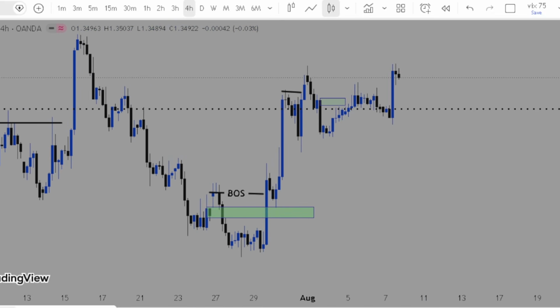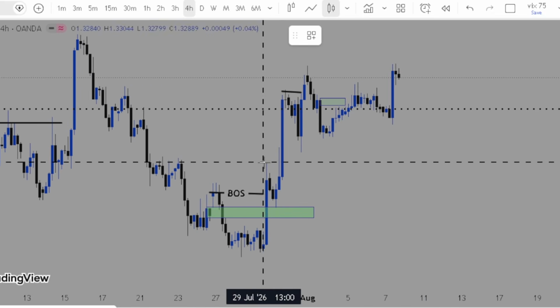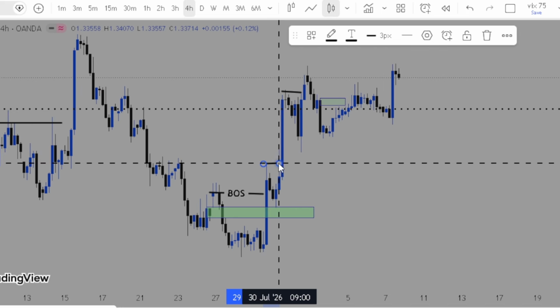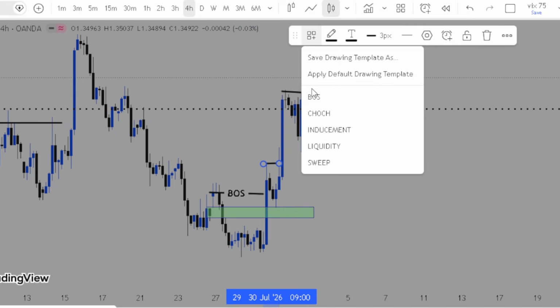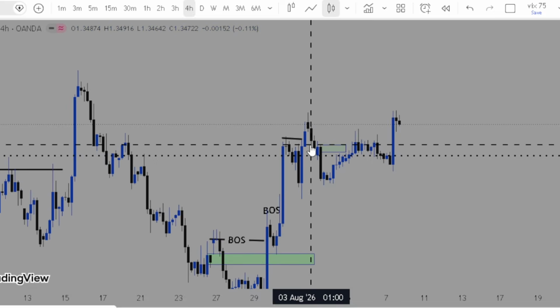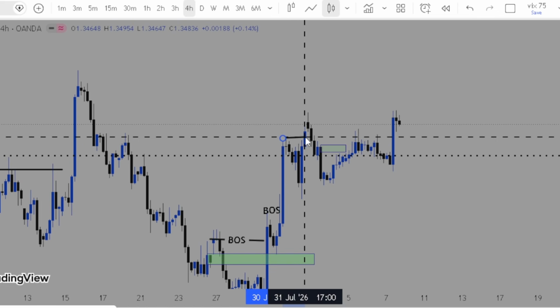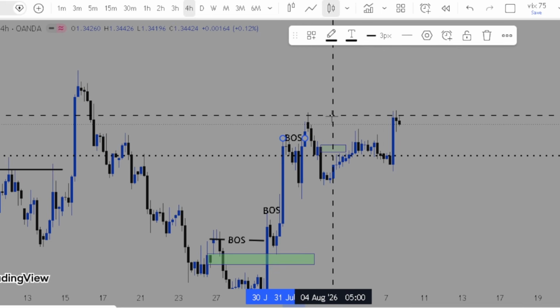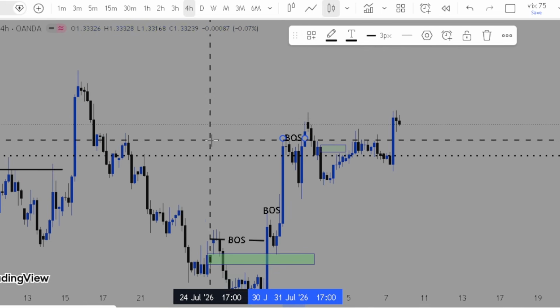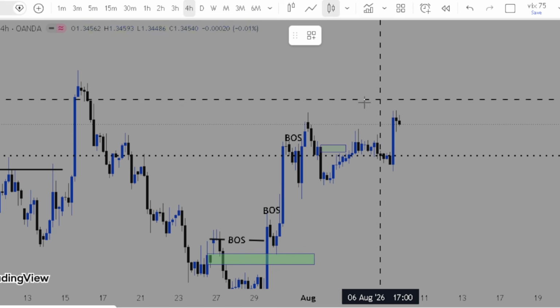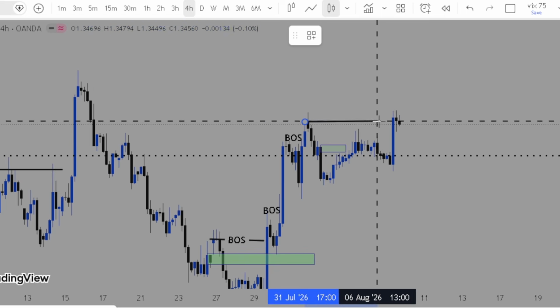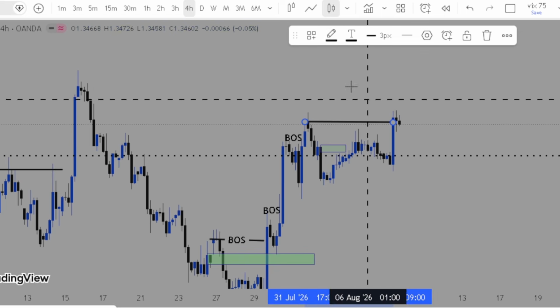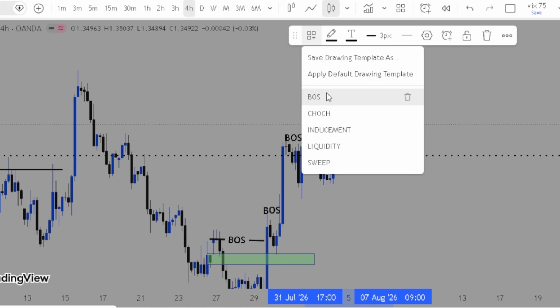So we got another break of structure to the upside right here. And price has been very much bullish. Yes, another break of structure. We have another break of structure right here. We got another break of structure, though not yet, the candle never closed up. Yes, it closed above. It closed above. So that is another break of structure right there.